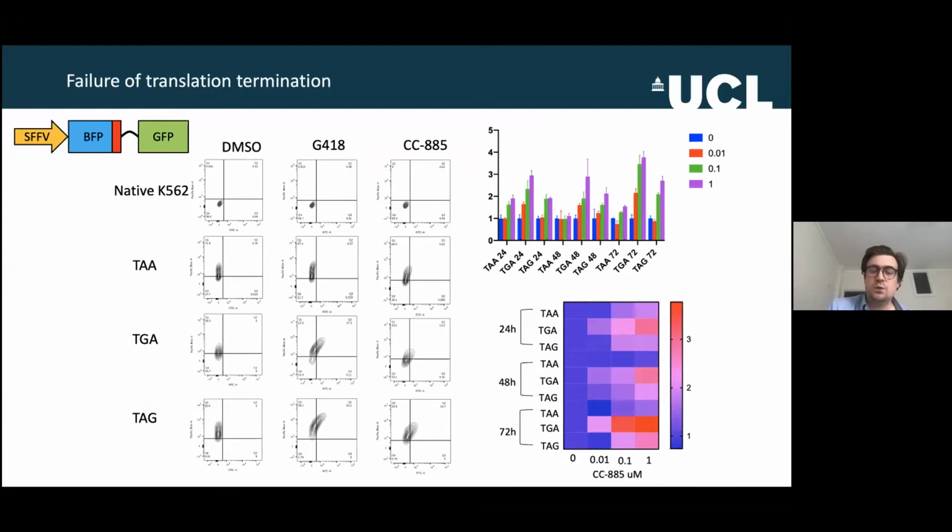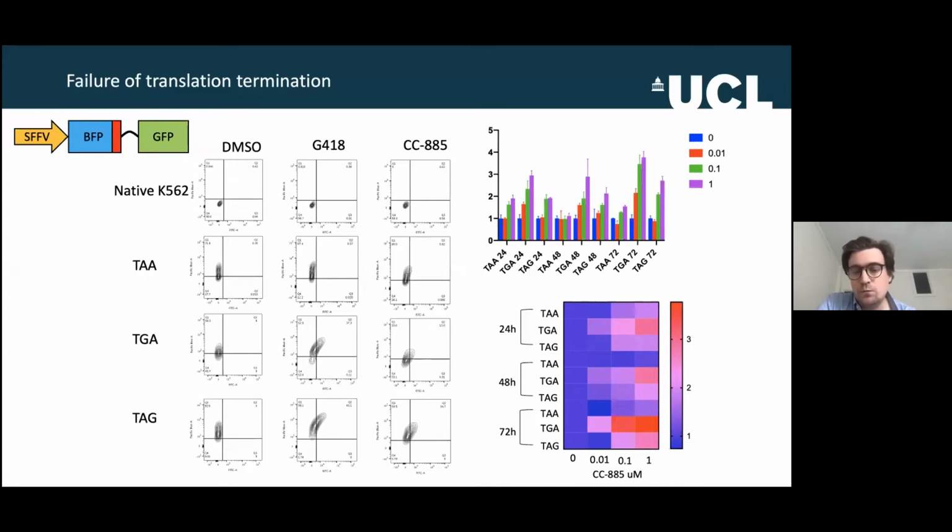The question is, do you actually get failure of translation termination? And so we built these constructs where BFP has a stop codon through a linker into GFP. And so if the stop codon is not recognized, you get GFP expression. We validated this using an aminoglycoside where we saw dose-dependent increase in GFP expression, as well as the expected hierarchy of stop codon recognition where TAA is actually very difficult to read through.